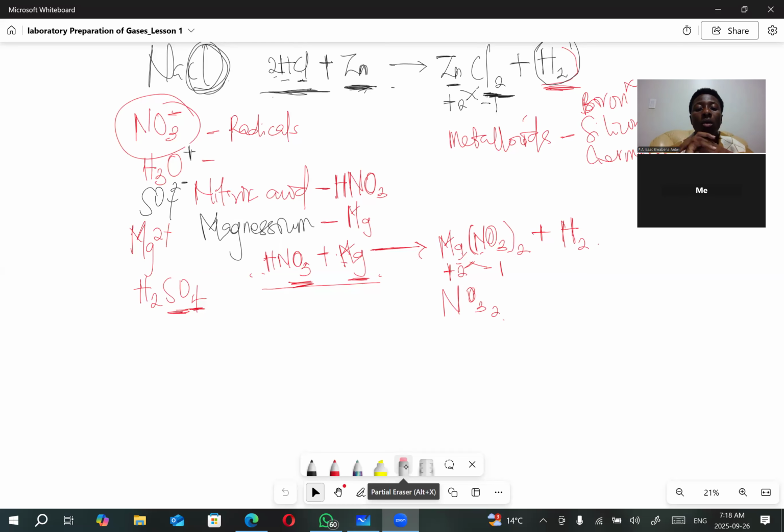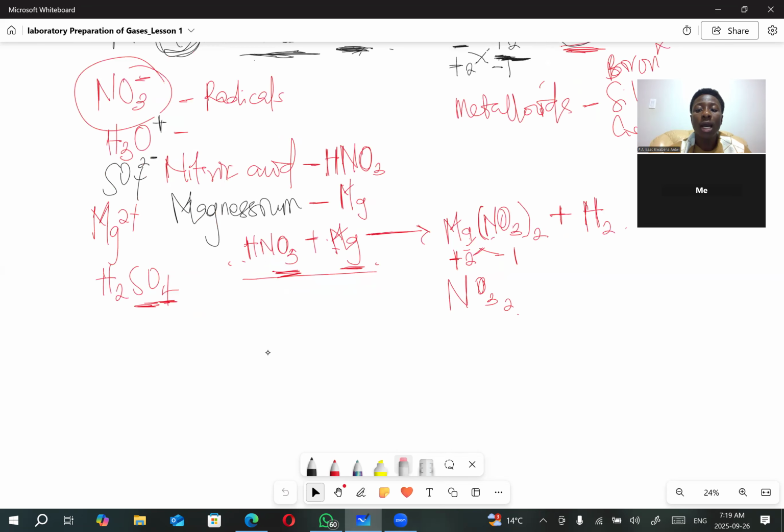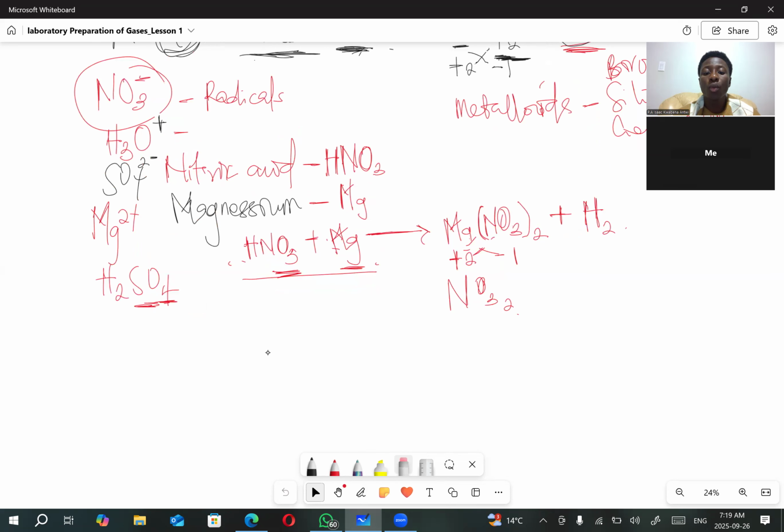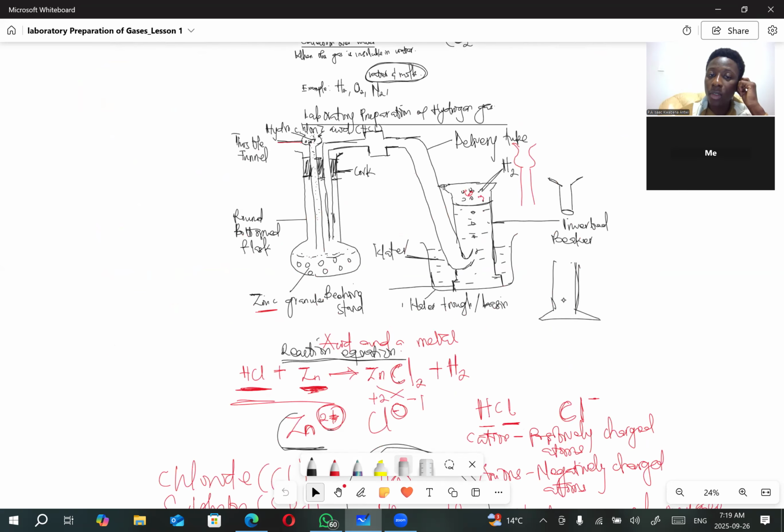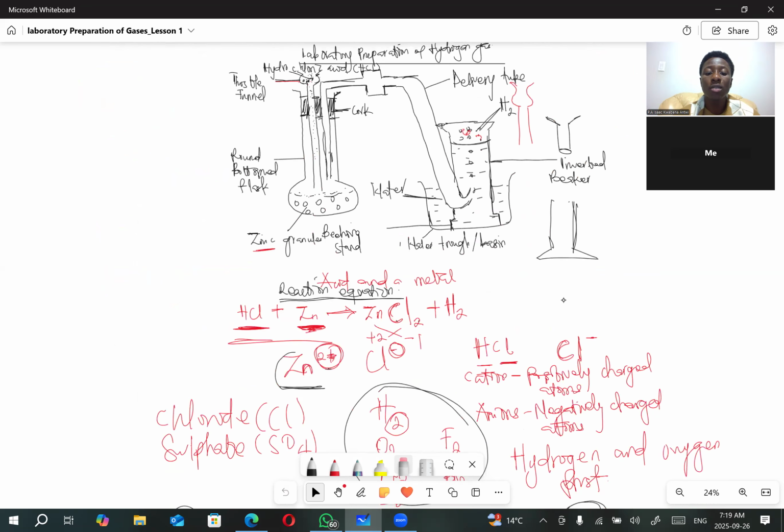Hello, guys. So this is a continuation of lesson 2 for laboratory preparation of gases. If you recall, the last class we looked at the reaction between an acid and a metal. The setup to prepare hydrogen gas indicates that an acid must be reacted with a metal, and that's how hydrogen gas is produced.